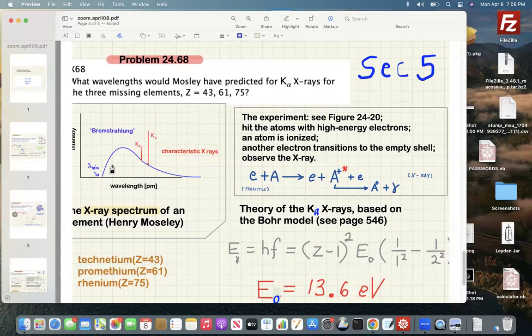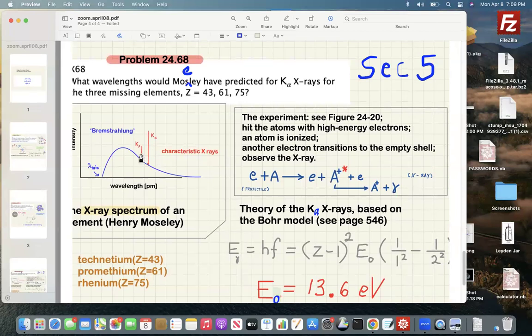The X-ray spectrum, let's see, I spelled Moseley wrong here. This should be Moseley. The X-ray spectrum has a continuum. That's from Bremsstrahlung, and it has characteristic wavelengths. Those are called the characteristic X-rays. There are a whole set of these characteristic X-ray wavelengths which depend on what atom it is.